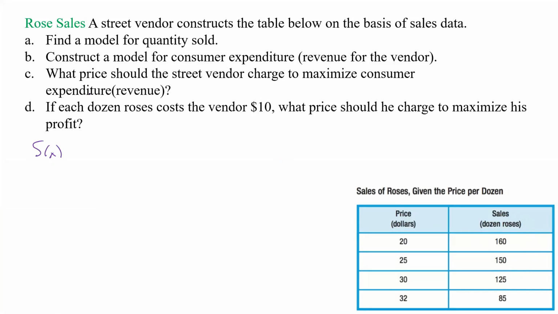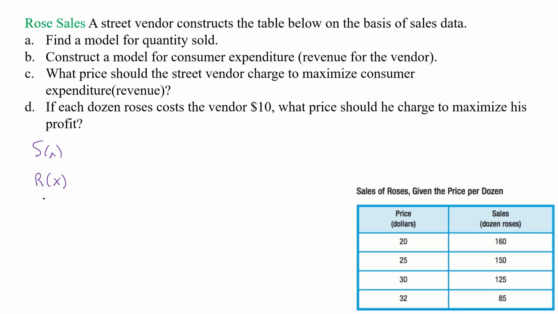in dollars. Then we're going to construct a model for consumer expenditure, which is also called revenue for the vendor. Below here it says what should the street vendor charge to maximize revenue. I think revenue is going to be a better way to call it instead of expenditure. So we'll call that R of X. And then if each dozen roses costs the vendor $10, what price should he charge to maximize his profit?